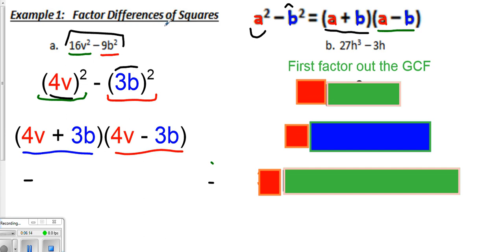Okay, it cleans it up a little bit because now we don't have anything squared. These are all just first degree monomials or first degree terms. Let's try it with this one. We have 27h cubed minus 3h.